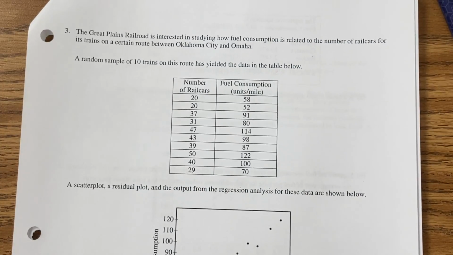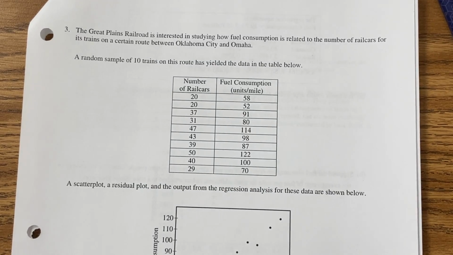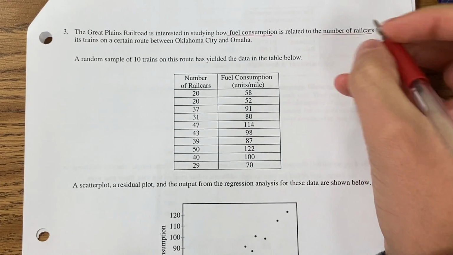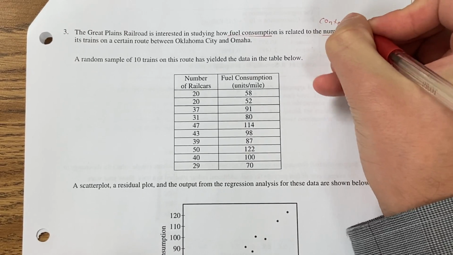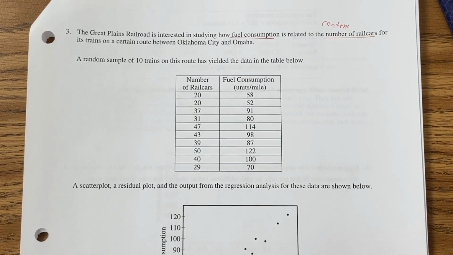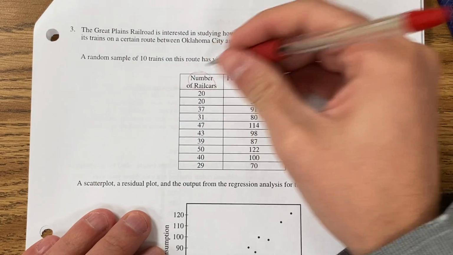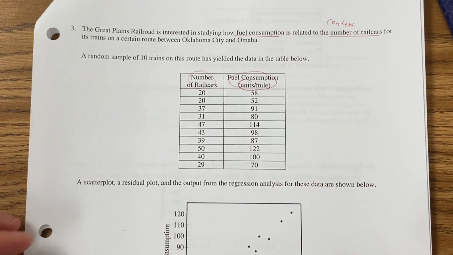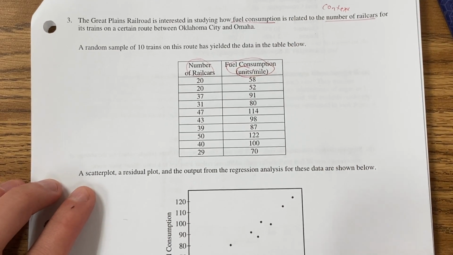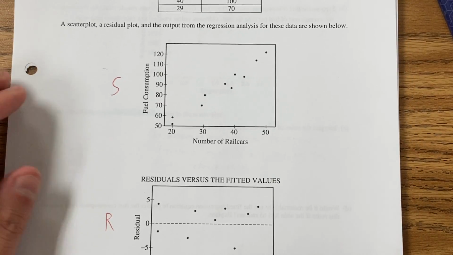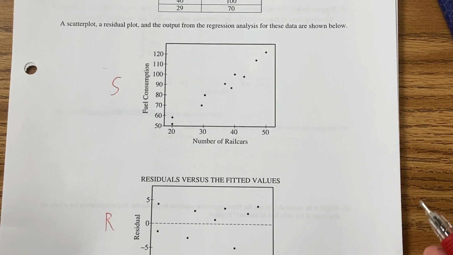The Great Plains Railroad is interested in studying how fuel consumption is related to the number of rail cars for its trains on a certain route between Oklahoma and Omaha. A random sample of 10 trains on this route yielded the following table: the number of rail cars and fuel consumption in units per mile. A scatter plot and the residual plot, and the output from a regression analysis, are shown below.